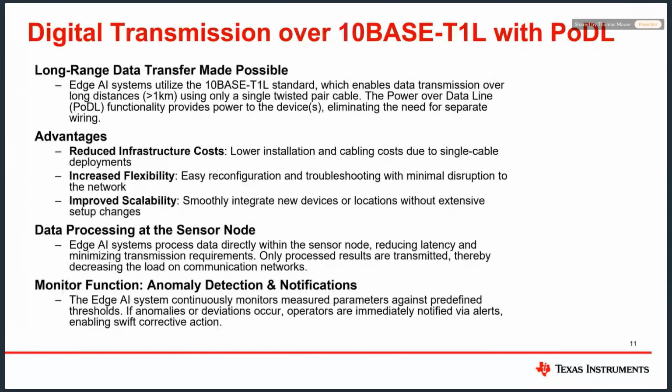The monitoring function, which consists of anomaly detection and notification, can then be done on the sensor board, and it only provides information when some problems occur. Then we send an alarm to the gateway board, and the gateway board can inform the operator of the plant to send someone for service.